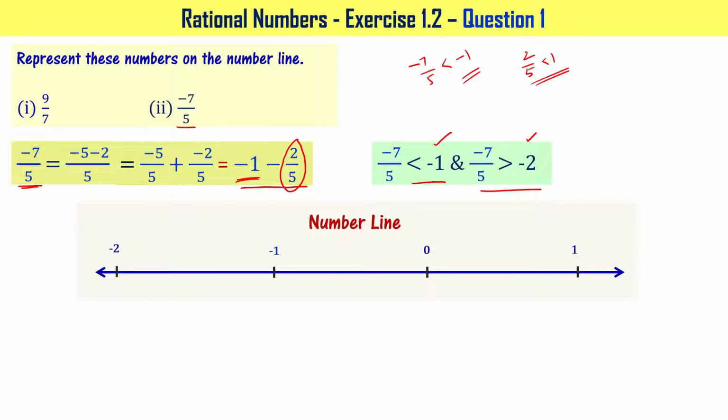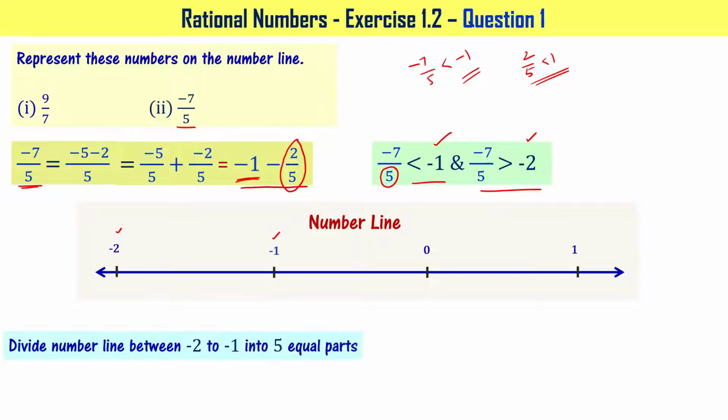Let's draw the number line that includes these two numbers. We have minus 1 here and minus 2 here, right? Look at the denominator of minus 7 by 5. Denominator is 5, right? For that reason, what I say is divide the number line between minus 2 and minus 1 into 5 equal parts. Let's do that, right?